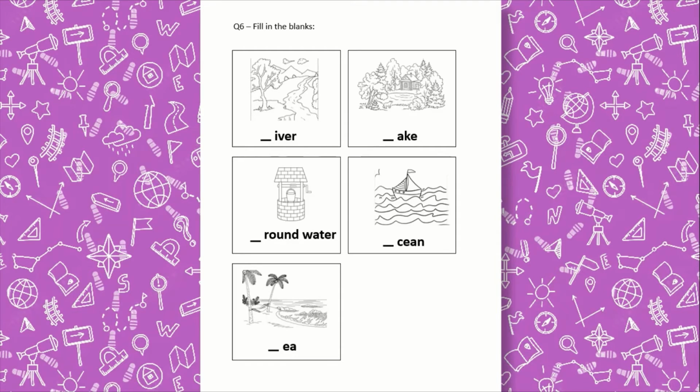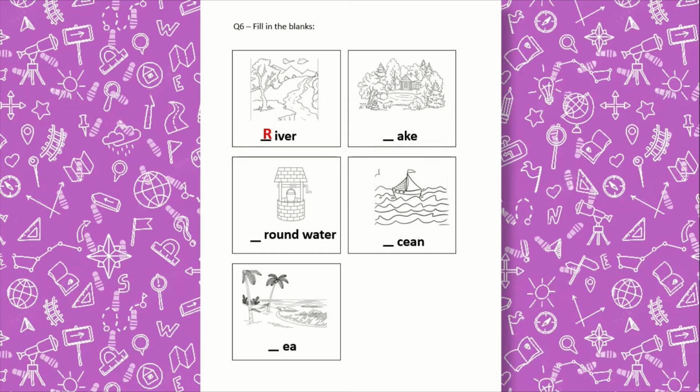Let's try and solve this worksheet together. First, I see a long and curvy water. What is this called? A river. So what does river start with? River with an R. Next, I see a lake. A lake.